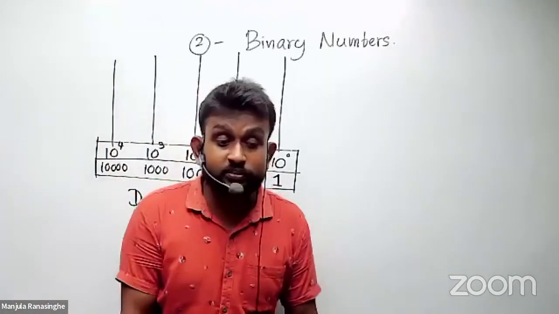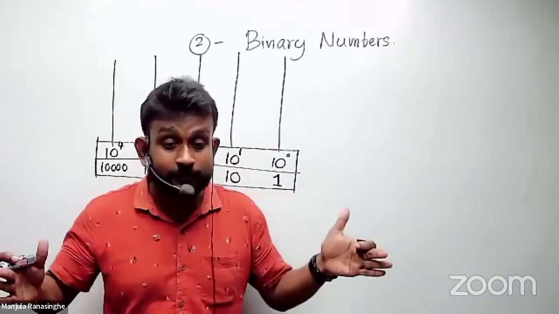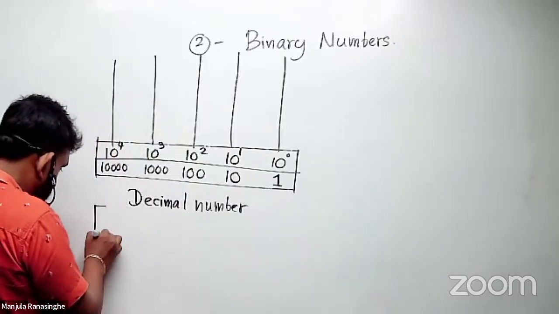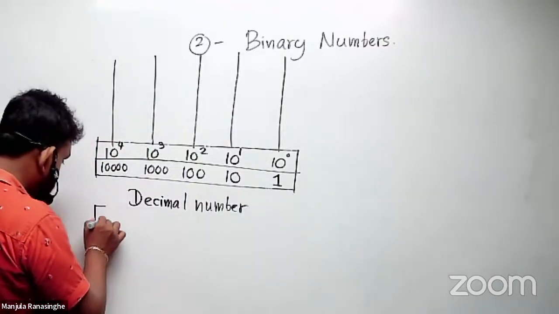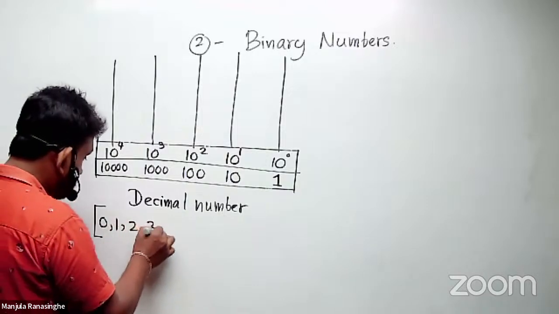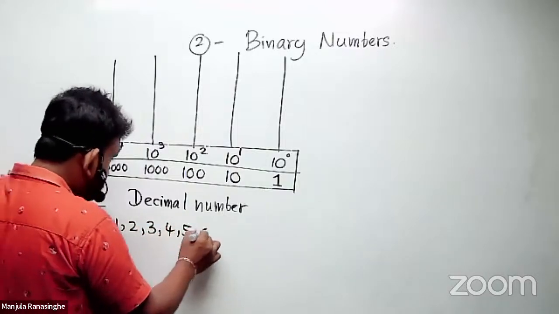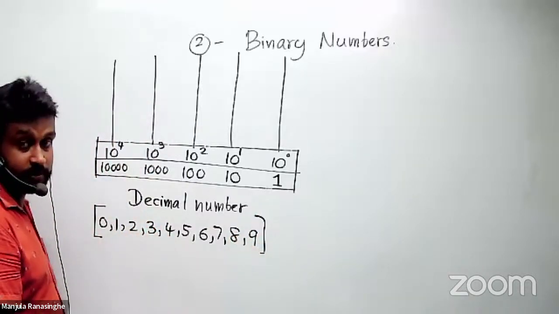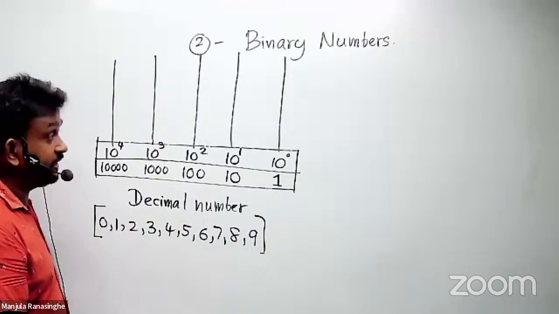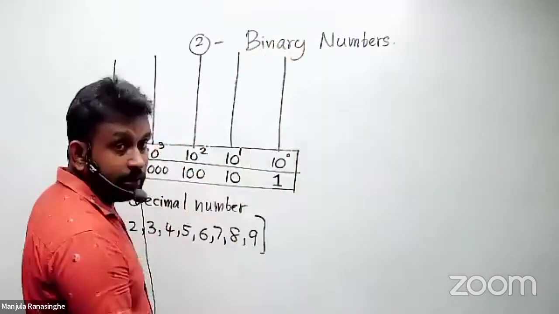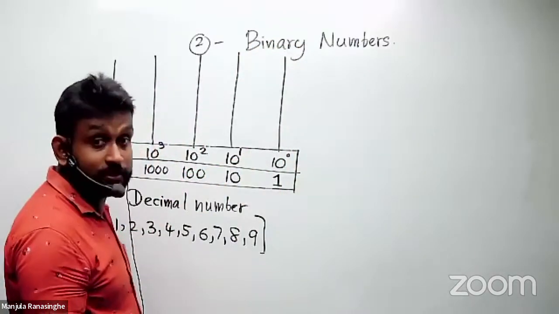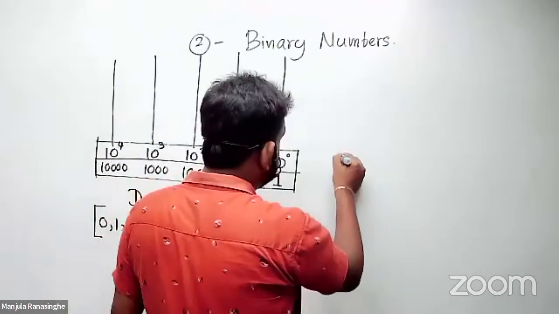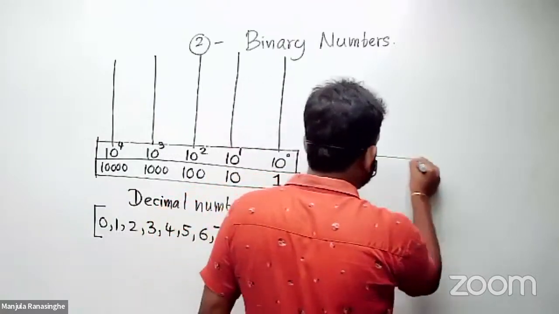So in decimal numbers, we know what digits are used. The digits in the number system we discuss are 0, 1, 2, 3, 4, 5, 6, 7, 8, 9. So this is the decimal number system. Now binary numbers mean their base is 2, right? They depend upon the base 2. So I can draw the binary number system.